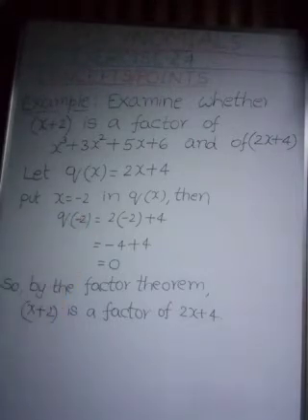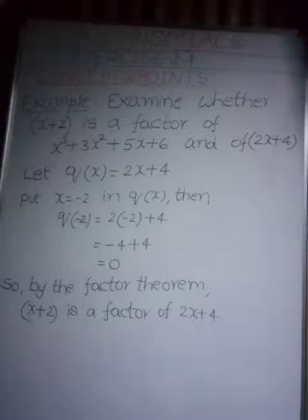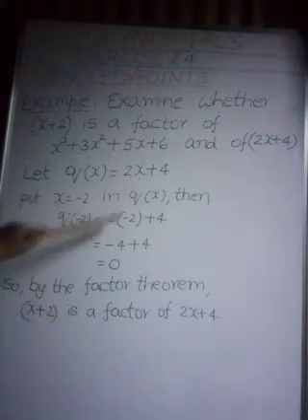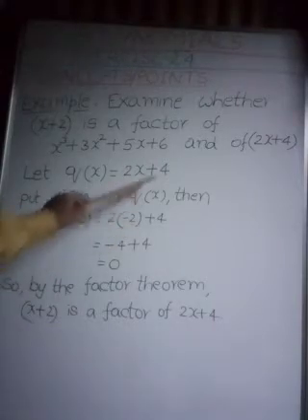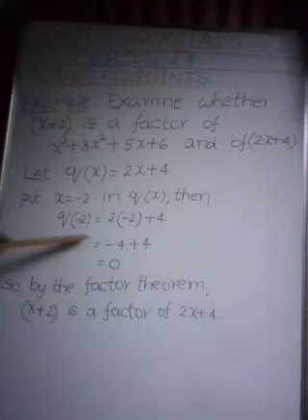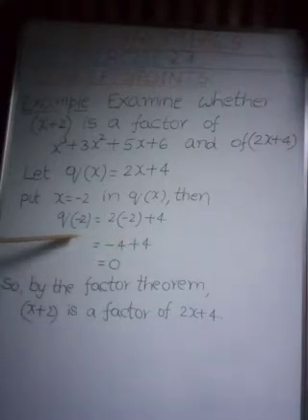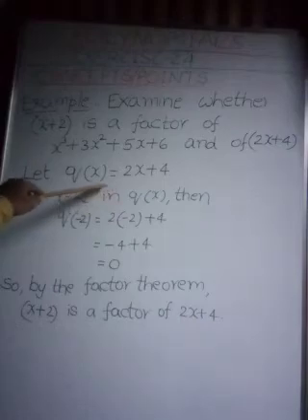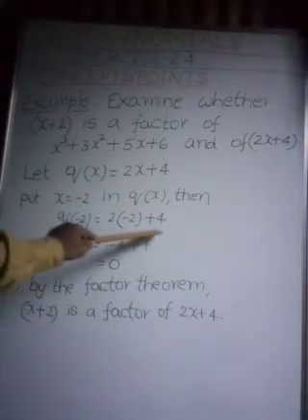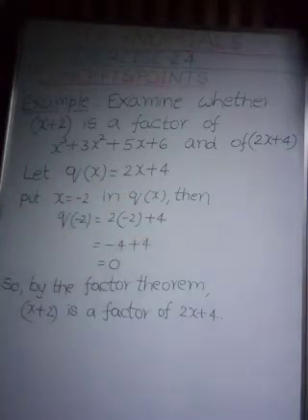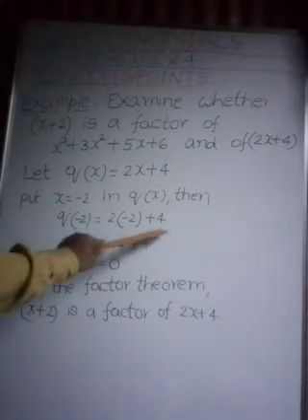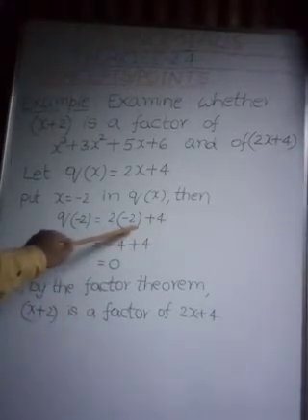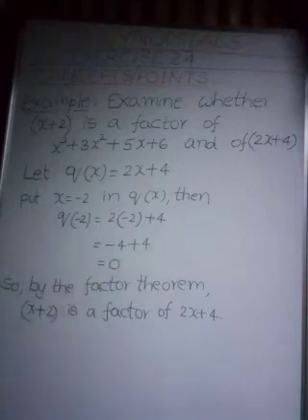We are substituting x is equal to minus 2. So q of minus 2, q of x is there. So q of minus 2 is equal to 2 into x, means 2 into minus 2, plus 4. Understood this step, my children? Just we have substituted x is equal to minus 2 in this polynomial q of x. Understood this step, my children? Right. How many terms are there? Only 2 terms. 2 into minus 2 is 1 term, plus 4 is another term.